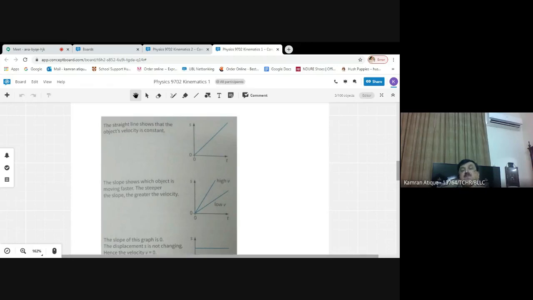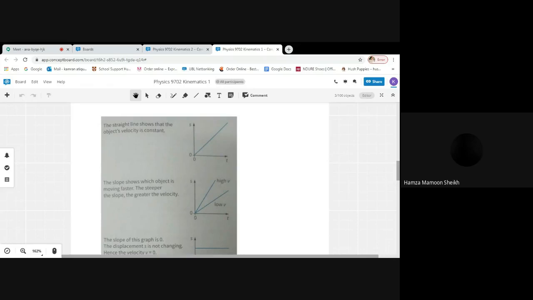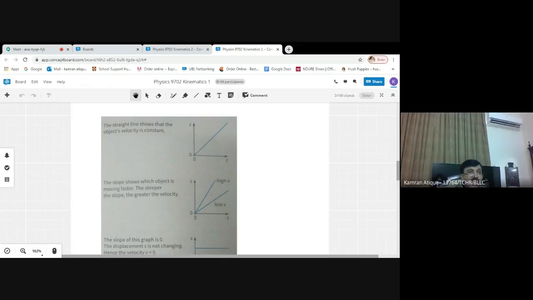Since the gradient is not changing, we can say that the increase in distance is linear. You want to say it is a straight line? Yes, sir. And a straight line graph can only be obtained when equal distance is being covered in equal intervals of time. So it is clear by the help of this straight line graph that the object was covering equal distances in equal intervals of time. That's why this is a straight line.